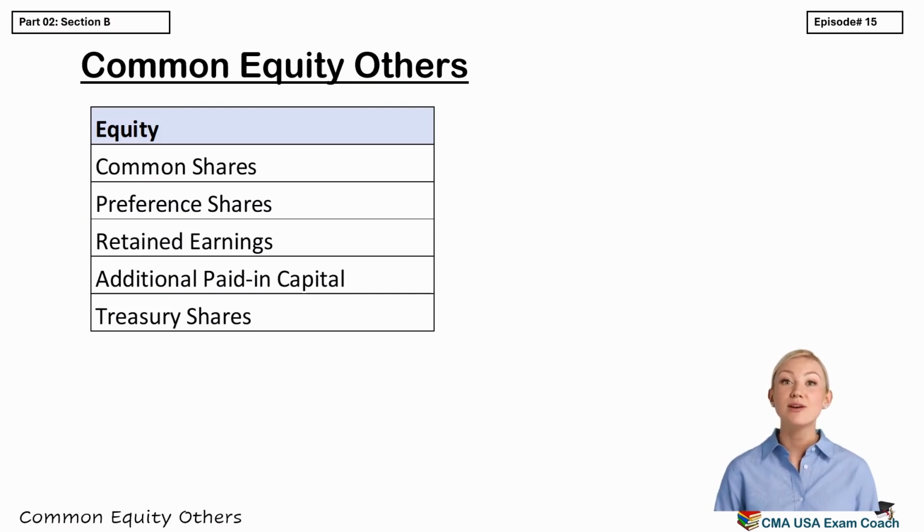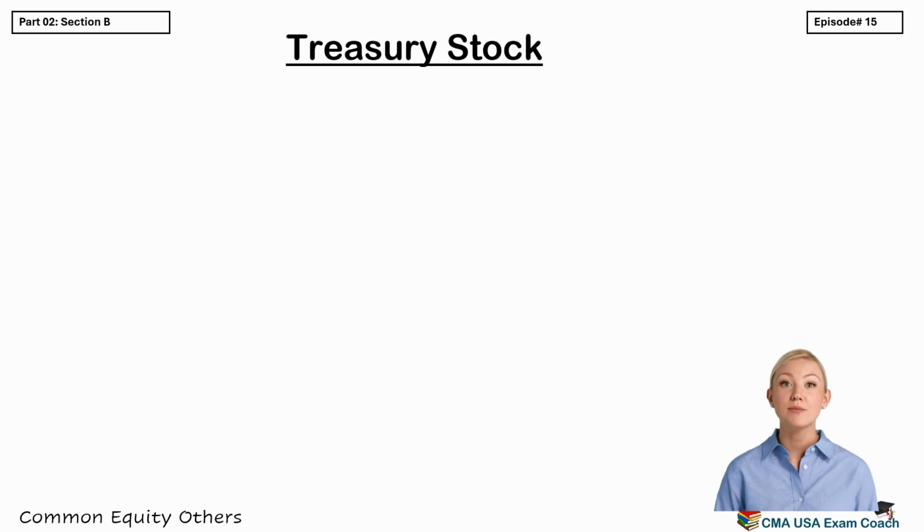We've already covered preference shares and common shares in our previous lessons, including their features, valuation models, and how they affect ownership and income distribution. Now, in this episode, we'll begin by understanding treasury stock and then move on to other important components like retained earnings and additional paid-in capital. Let's start with treasury stock: what it means, why companies buy back their own shares, and how it is reported in the financial statements. Now let's explore a crucial yet often misunderstood equity item, treasury stock.